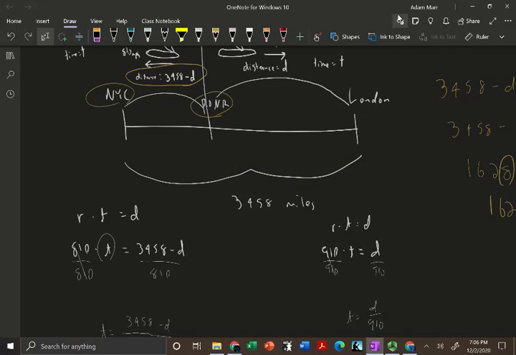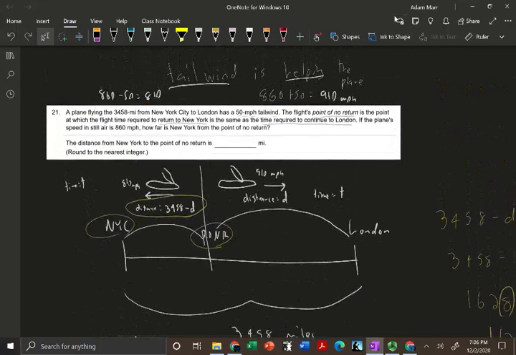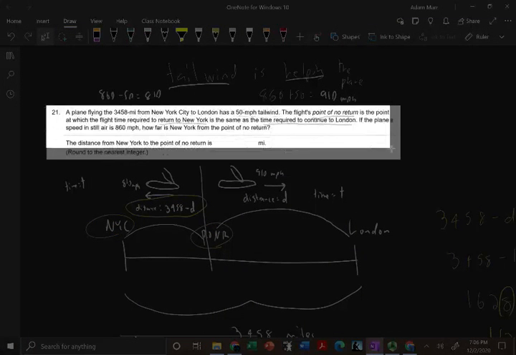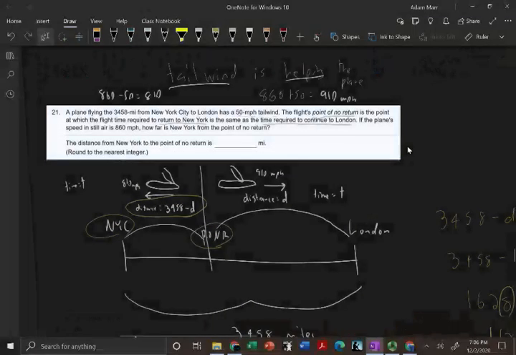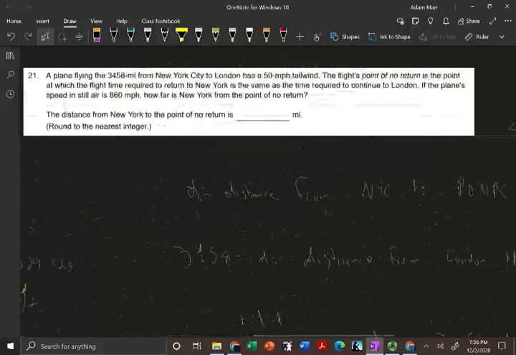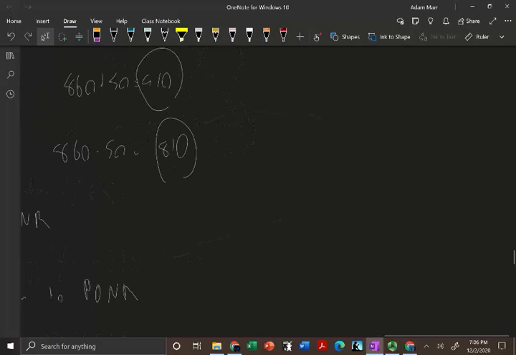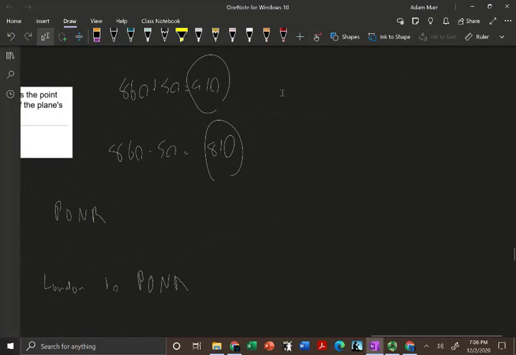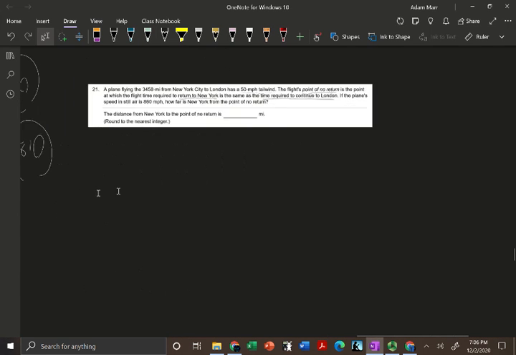Just wanted to talk about the same problem right here. Let me start it fresh. This was the same problem that we were doing in class, but it's a much easier way to look at it. So let's take a look and start fresh. Okay, so let's see here.